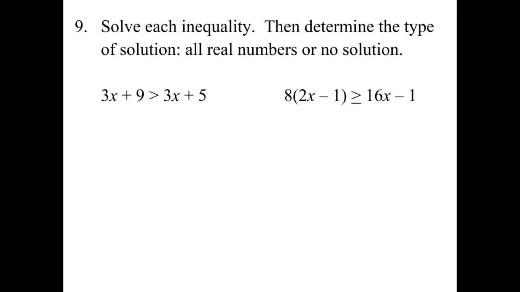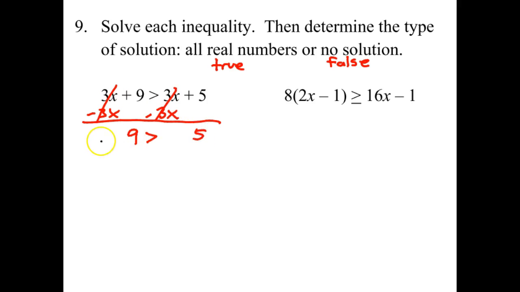Okay, same idea as we did on the front side. We have the all reals, no solutions, and we're still looking for something that's true for all reals and something that's false for no solution. Okay. So we begin here by subtracting 3x on both sides. Okay, is 9 greater than 5? Yes, 9 is greater than 5. That's true, so this is all reals. All real numbers.